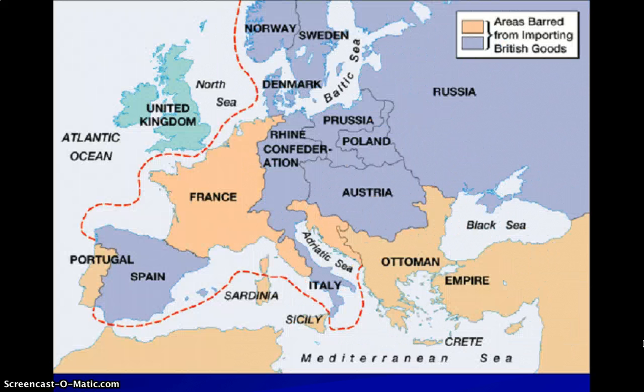This gives you a bigger sense of just the entire area that Napoleon tried to cordon off from the British there, so they could not trade in Europe itself. Ultimately, it was unsuccessful. It actually damaged the economies of Europe more than anything.